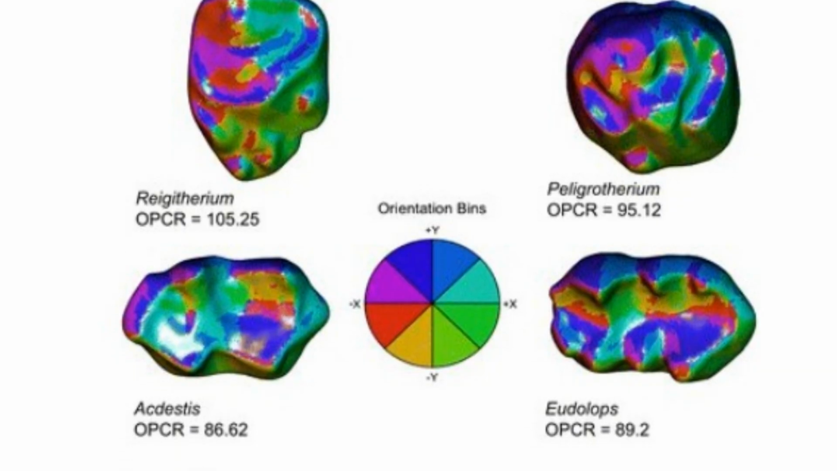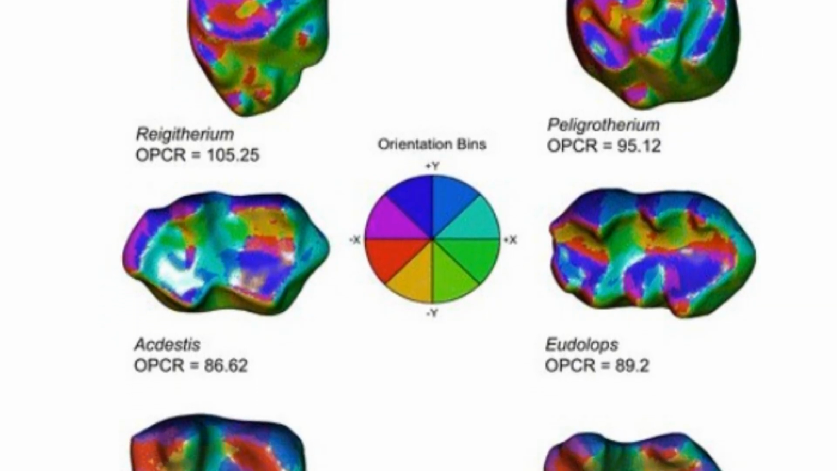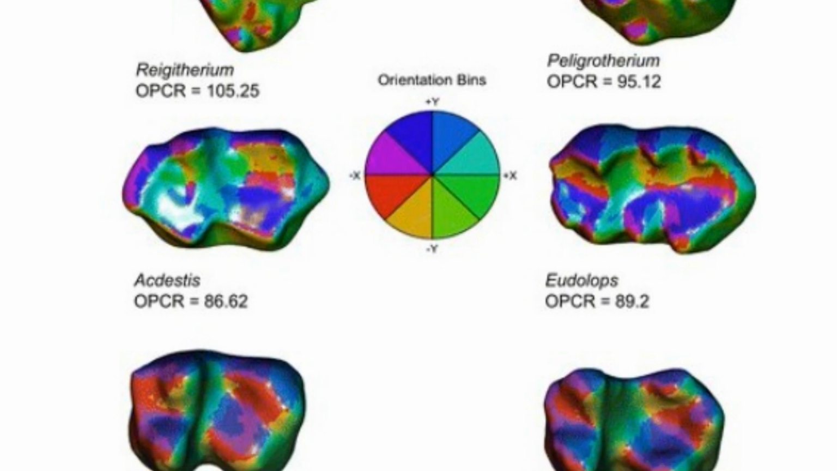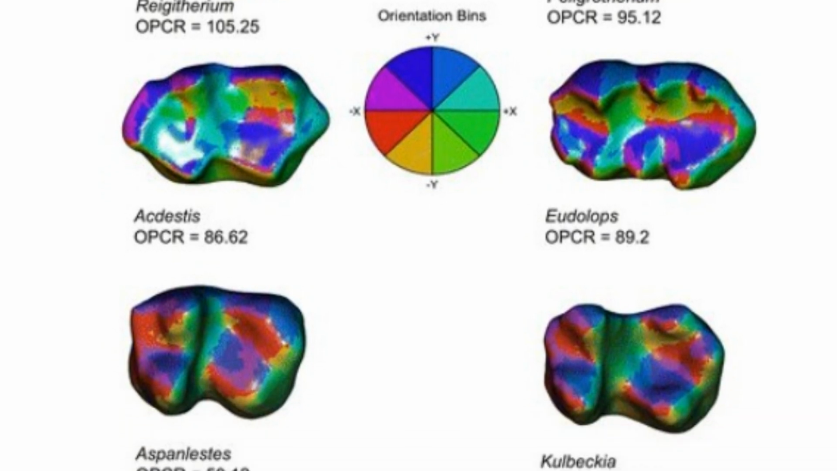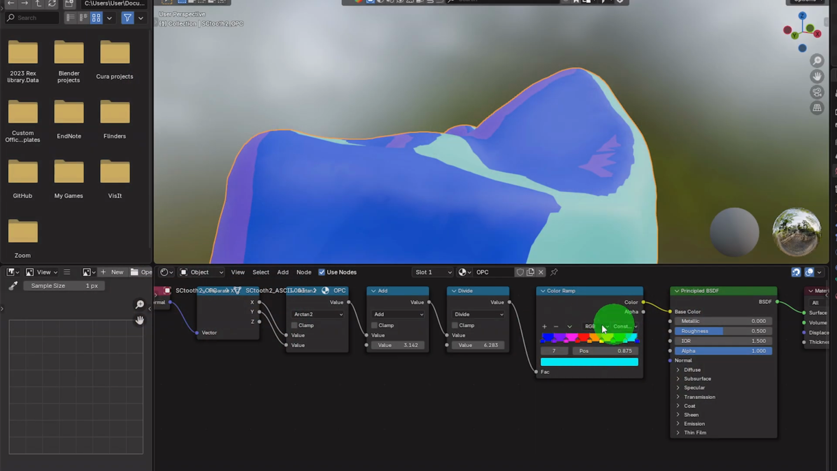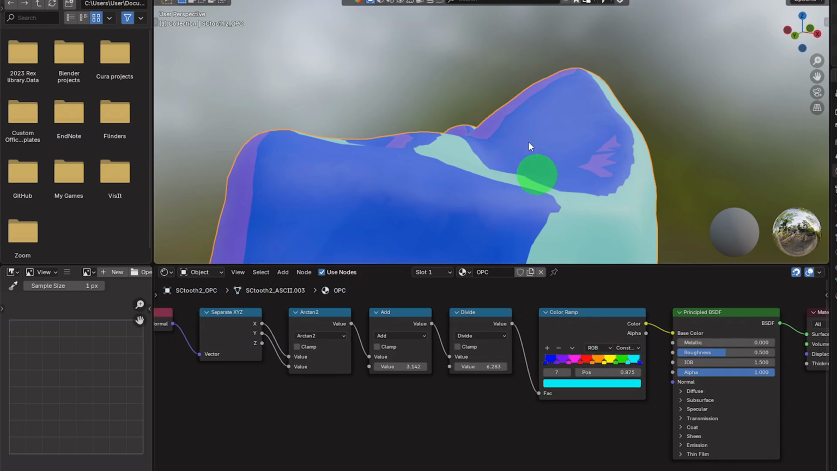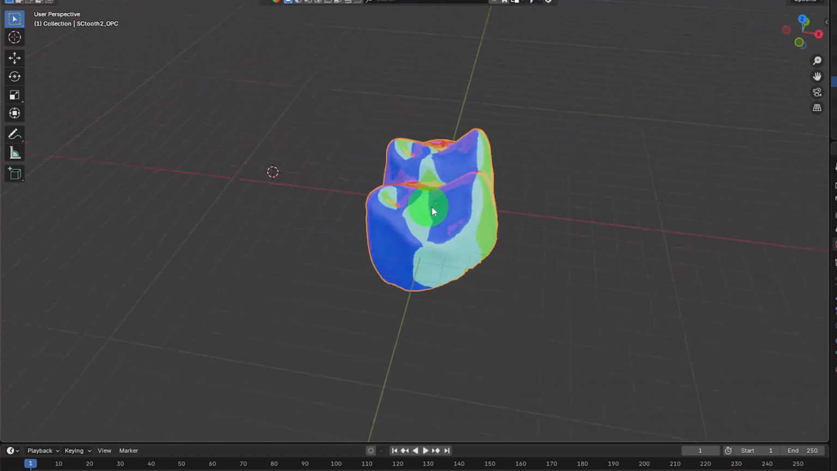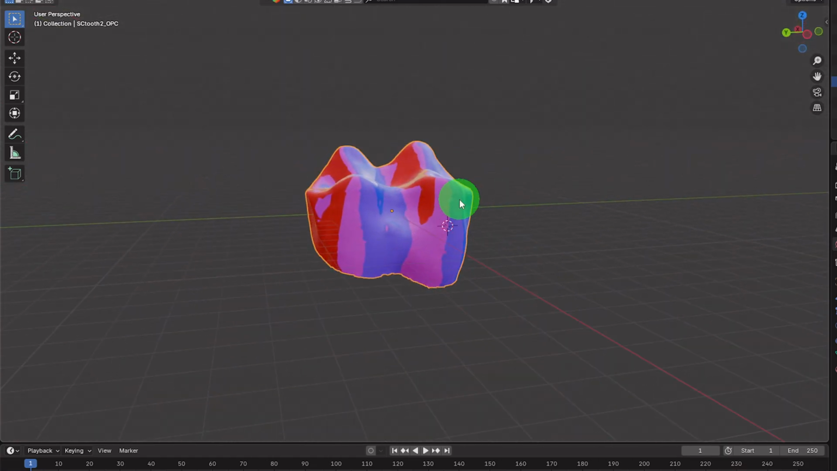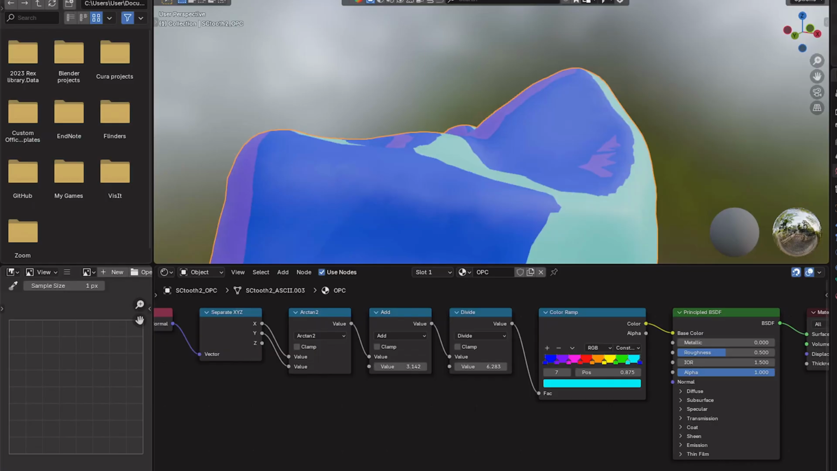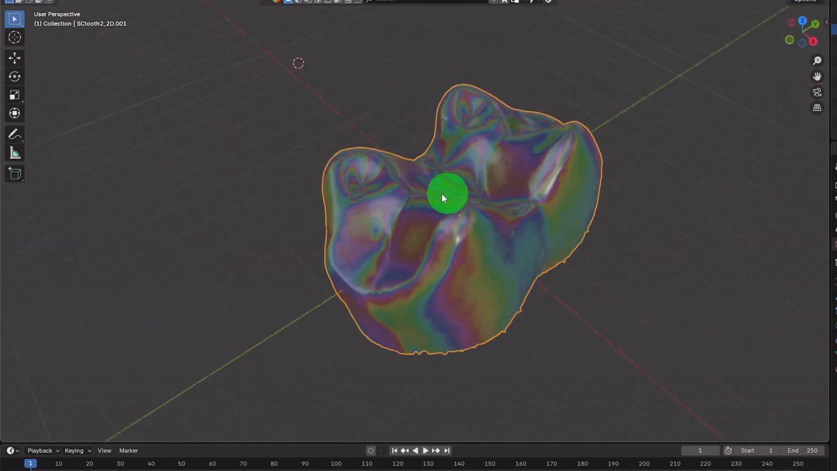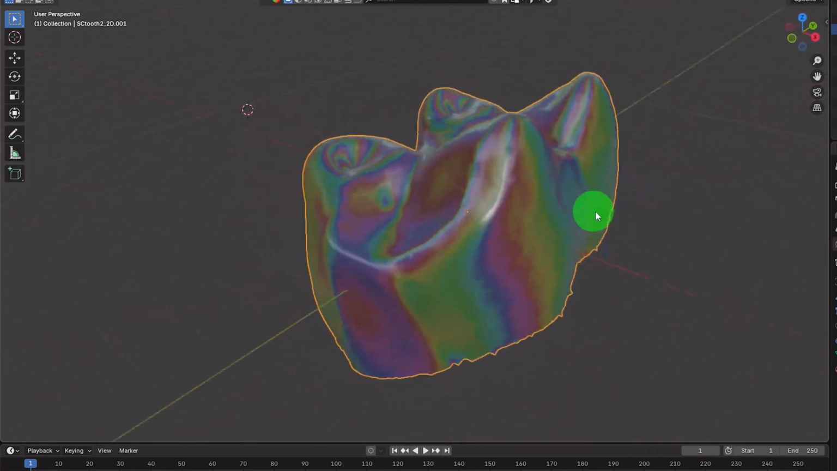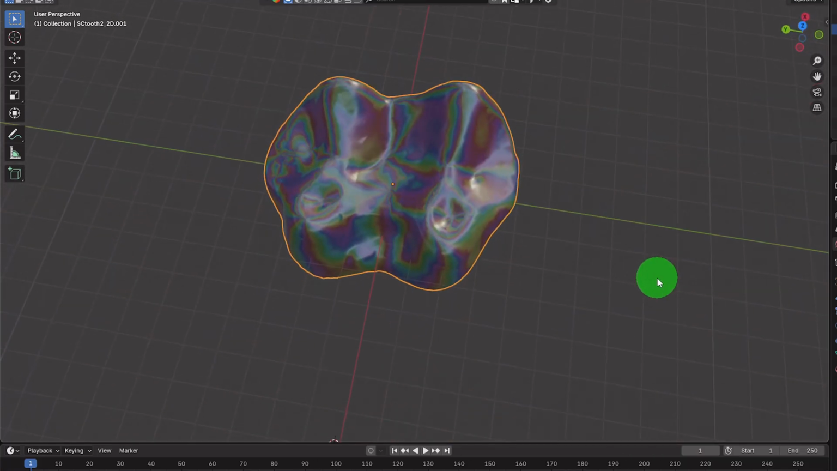Alright, next up, let's look at orientation patch count, or OPC for short. By measuring how often different parts of the tooth surface are facing the same directions, we can get an idea of how complex the tooth surface is. In Blender, I've visualized a kind of OPC by separating 360 degrees of orientation into 8 primary directions, each representing about 45 degrees with a different color. As it happens, while working this out, I accidentally created this oil stain texture.